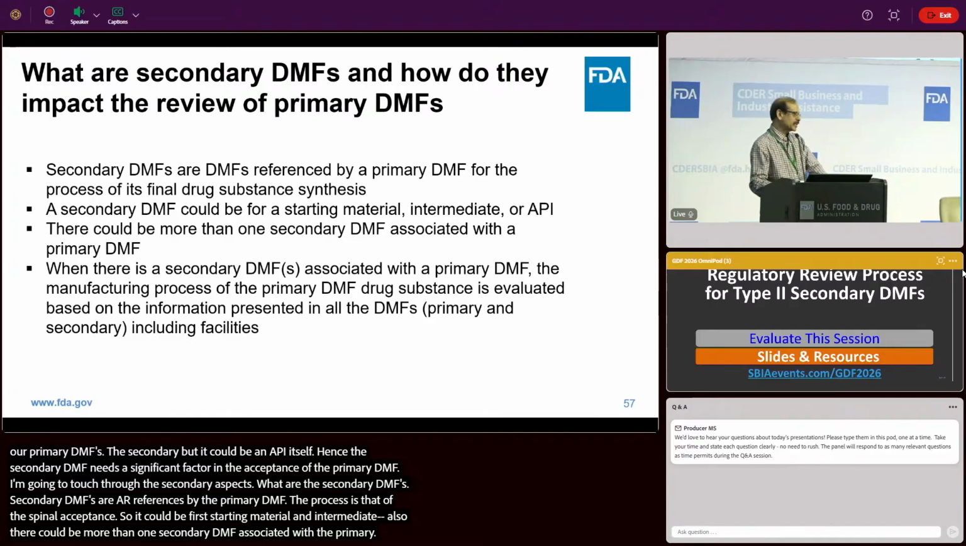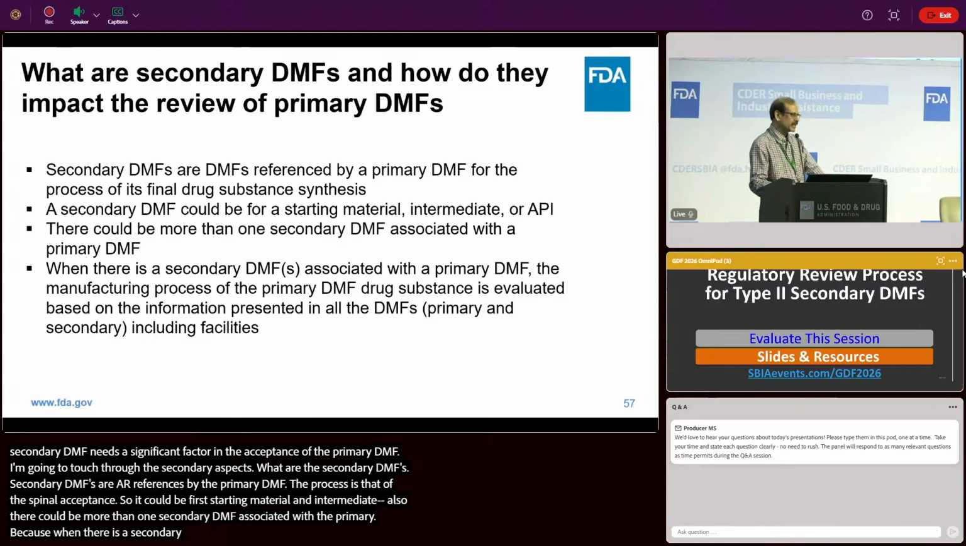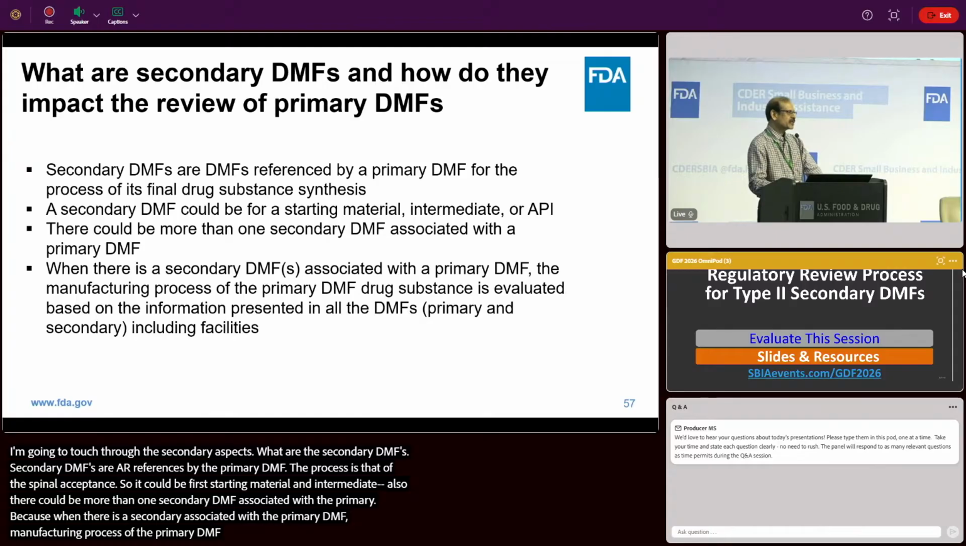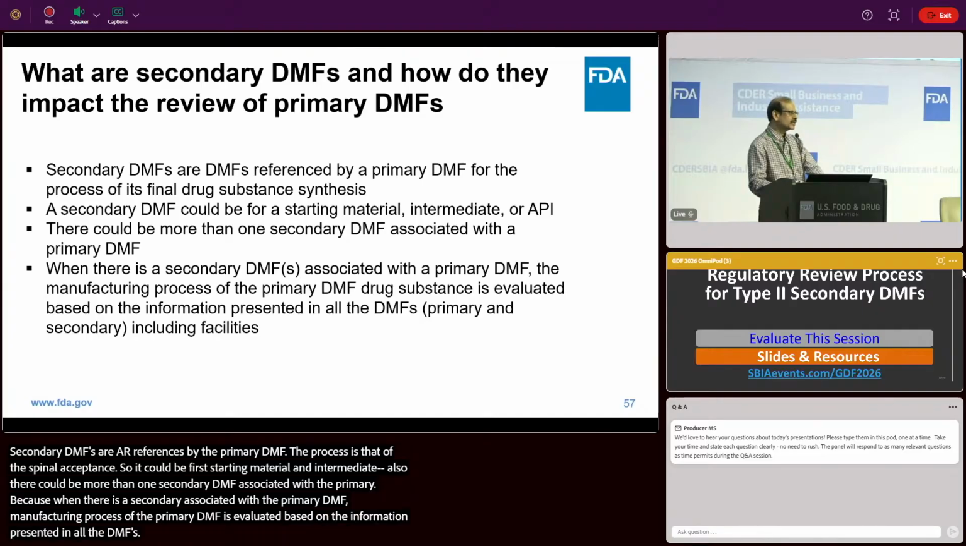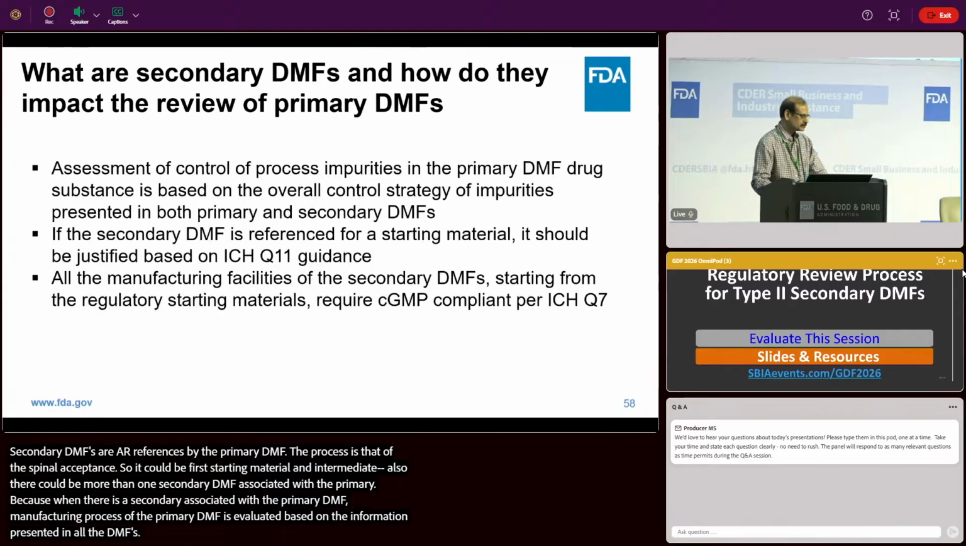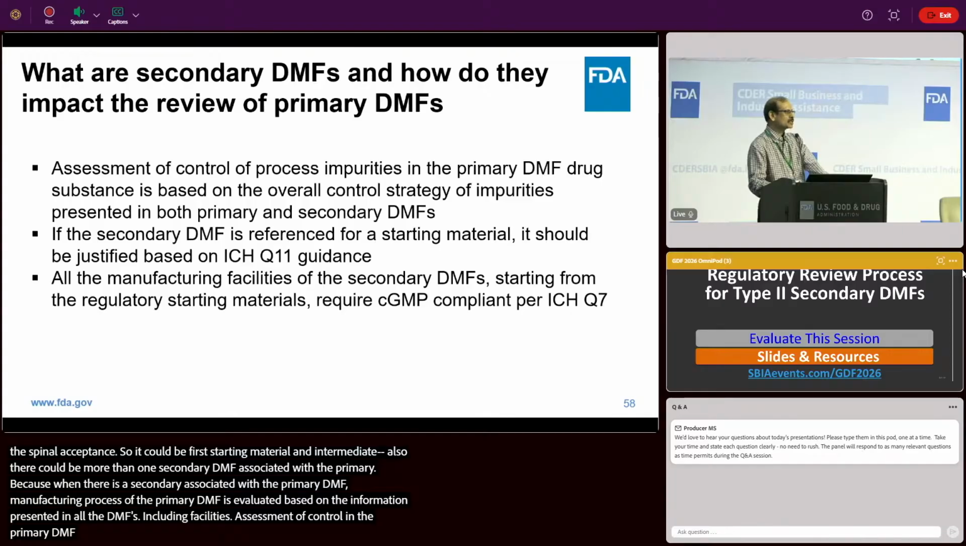It is important to note that when there is a secondary DMF or DMFs associated with a primary DMF, the manufacturing process of the primary DMF drug substance is evaluated based on the information presented in all the DMFs, that is primary and secondary DMFs, including facilities. Also, assessment of control of process impurities in the primary DMF drug substance is based on the overall control strategy of impurities presented in both primary and secondary DMFs as well.